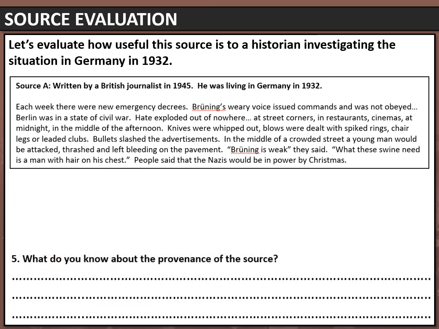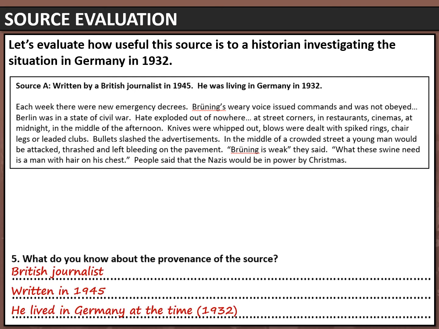The second step in evaluating how useful a source is to look at the provenance of the source. What do we know about the provenance of this source? Pause the video and write down everything you know about that provenance. So look, we know that it comes from a British journalist. It was written in 1945 and he lived in Germany at the time, so in 1932.